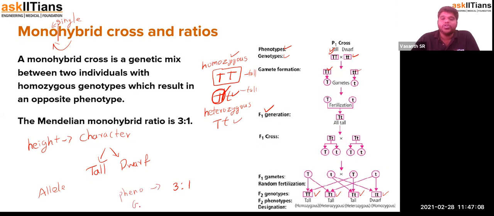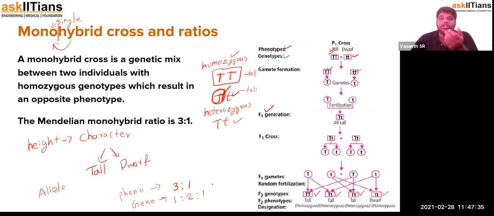Phenotypic ratio. So what is genotypic ratio? Genotypic ratio is where the genetic constitution of the organism is 1:2:1. One tall plant that is homozygous, two tall plants that are heterozygous, and one dwarf plant that is homozygous in nature. And that is the conclusion he came up with for the monohybrid cross and ratio.